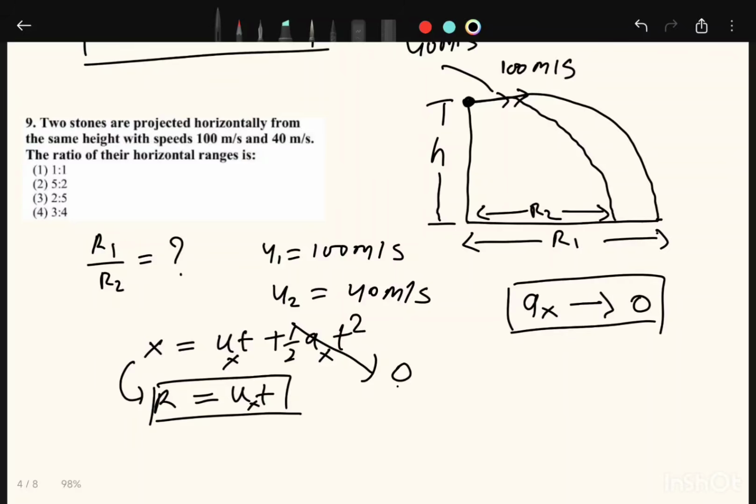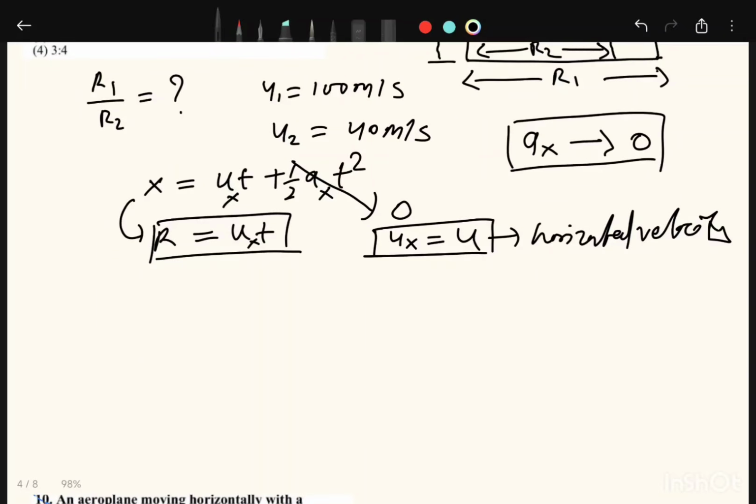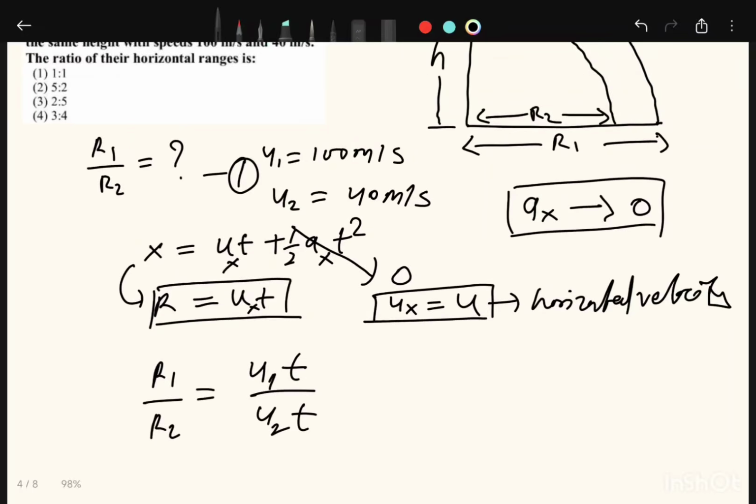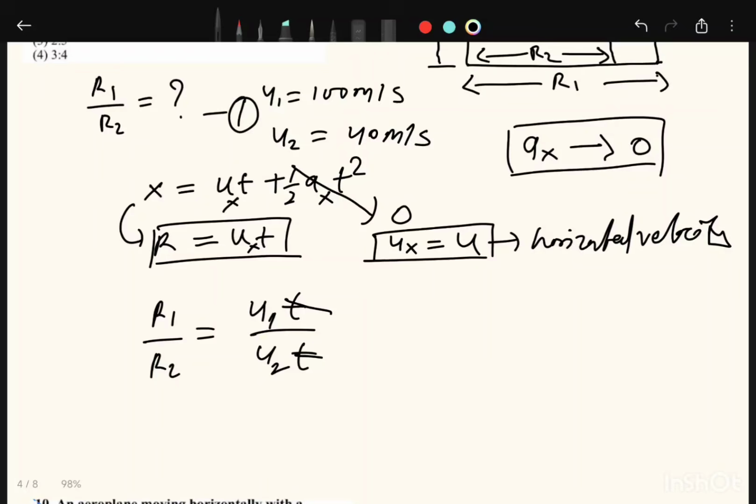And ux is the velocity that is given to us, the initial velocity, that is the horizontal velocity, right? So we directly use the formula, we put the value of r1 and r2. So r1 by r2 will be u1t by u2t. Time will be similar in both cases as they are falling from the same height, so time will be the same. So we'll cancel out time with time and you will have u1 by u2.